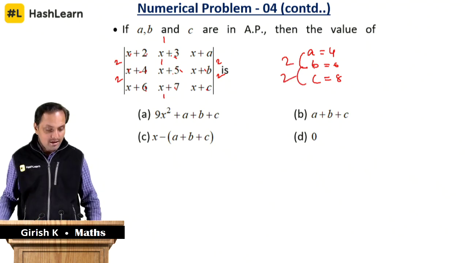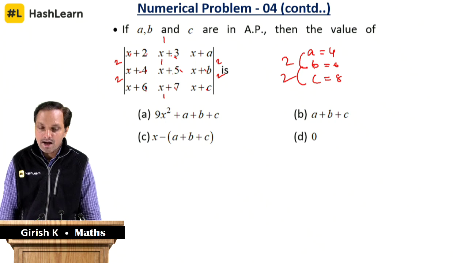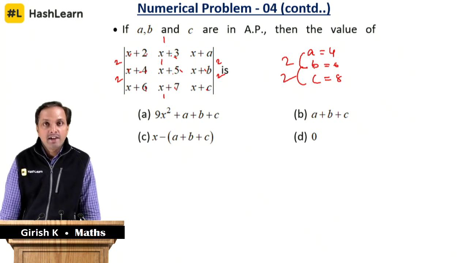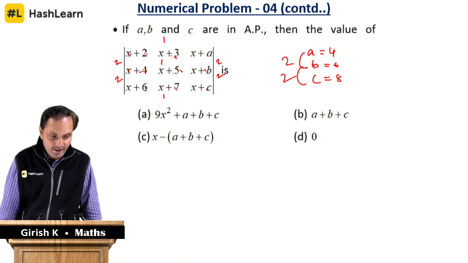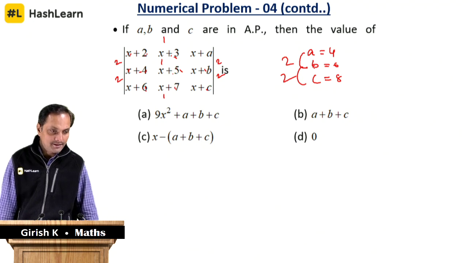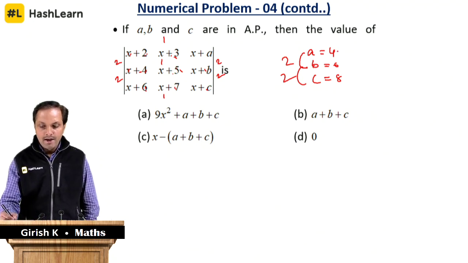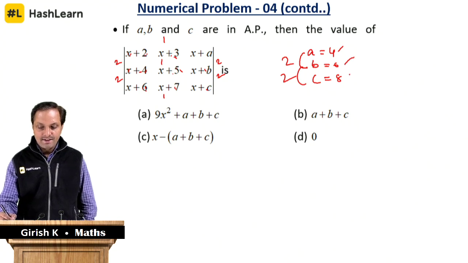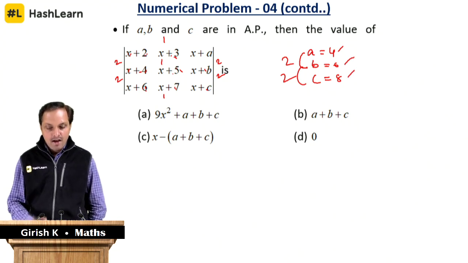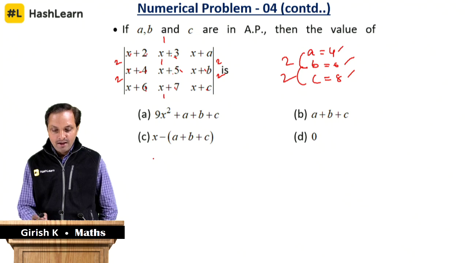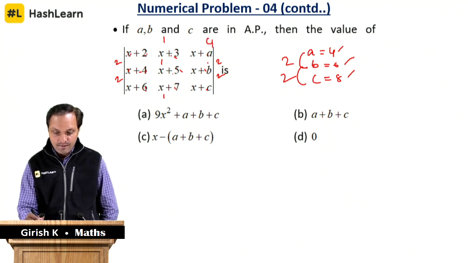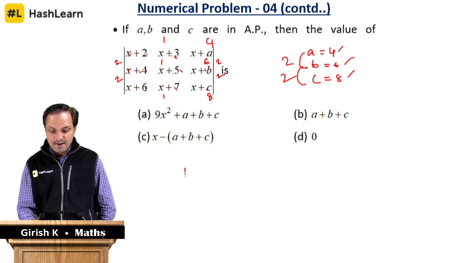So this is the order or the pattern you should analyze for the elements given in the determinant. Once you analyze this, you can easily say that A should be 4, B should be 6 and C should be 8. Again, you know the property, if this is going to become 4, this 6, this 8, the differences are same.